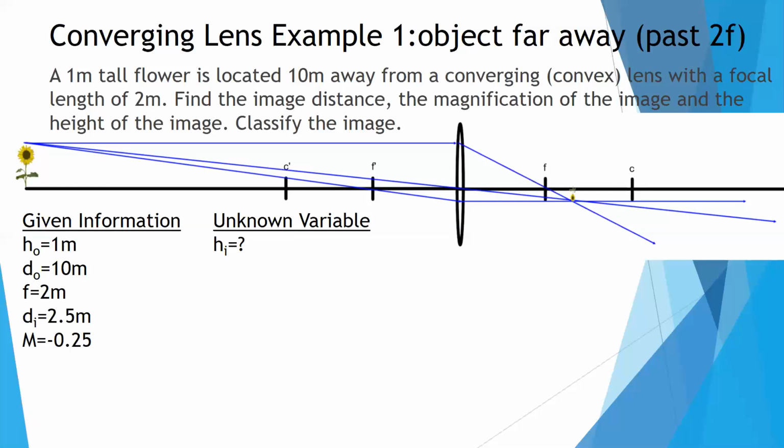All right, on to step 3. Last thing we've got to find is the height of the image. So I added the magnification onto our given section. So M is negative 0.25. So now we're looking for hi.